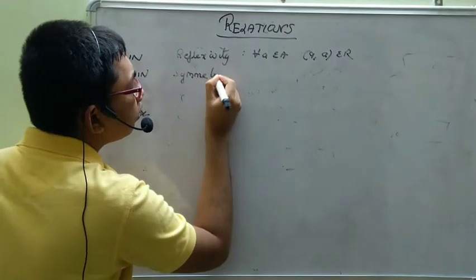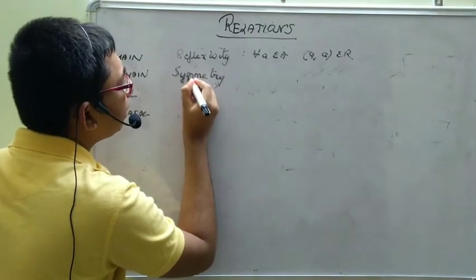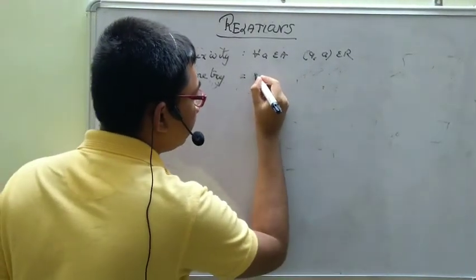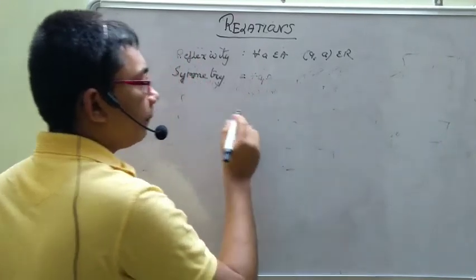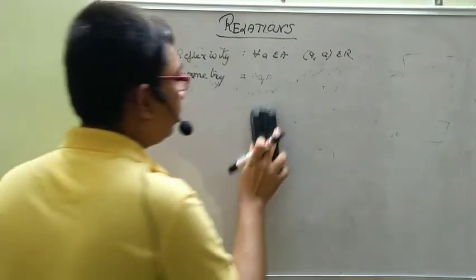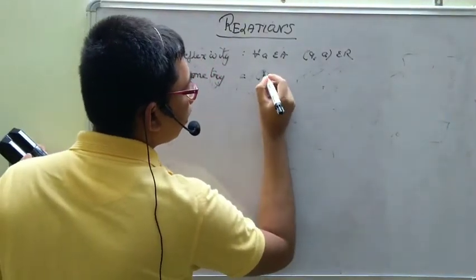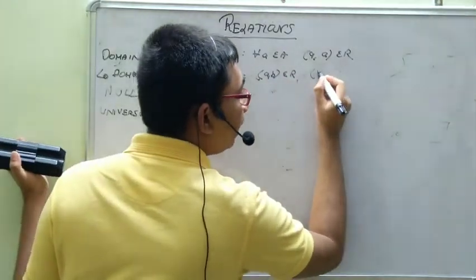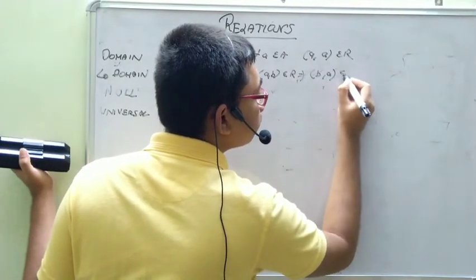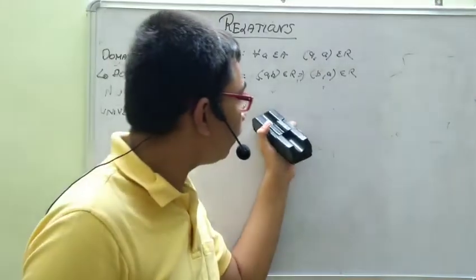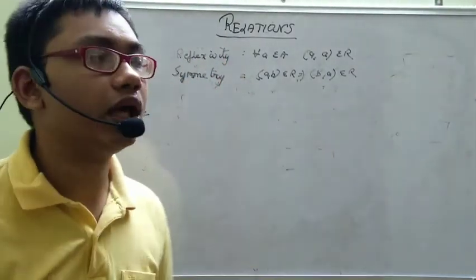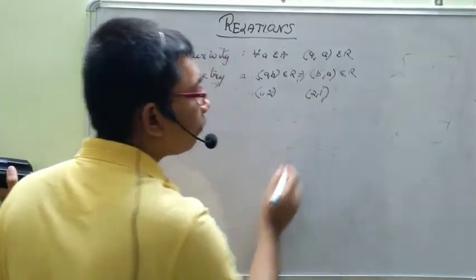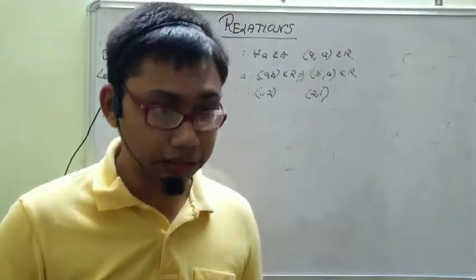Symmetricity. What is symmetricity? For any a, b, if (a, b) is an element of R, then (b, a) should also be an element of R. When we take it in reverse, it should also be an element. For example, if (1, 2) is an element of R, then (2, 1) should also be an element of R, and both 1 and 2 are elements of the original set A.